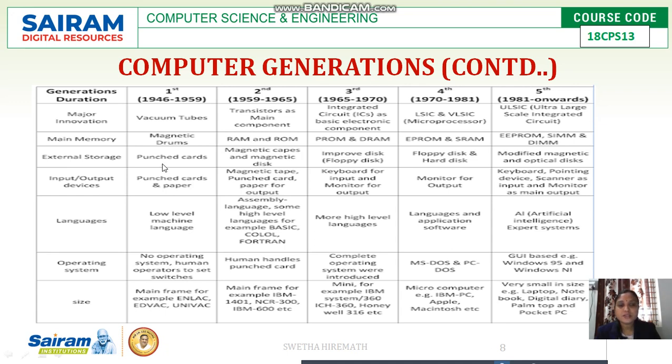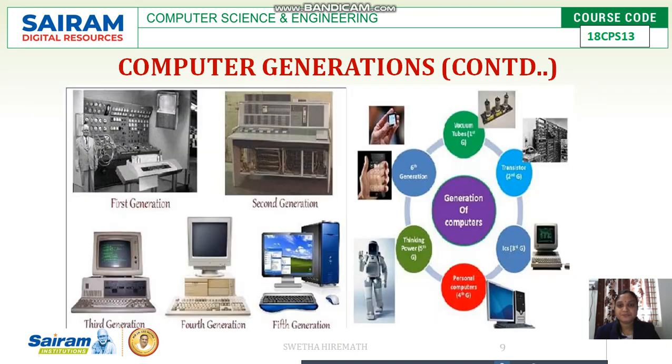So here you can see the differences and how the improved versions of the generations were carried out. Here also you can see the different generations. This is the first generation computer, second generation, third generation, fourth generation and fifth generation.